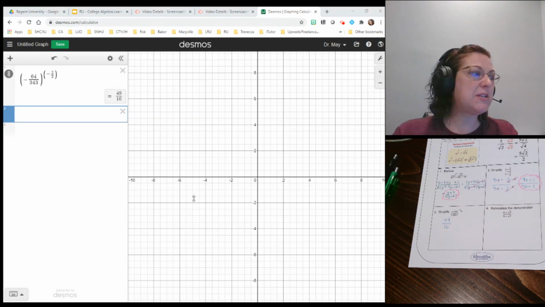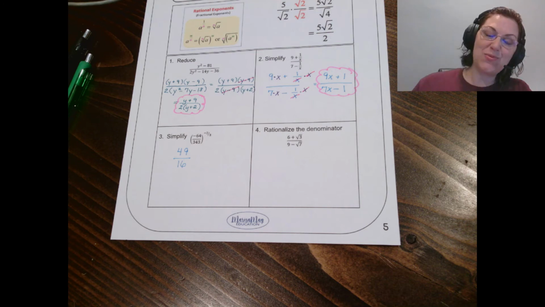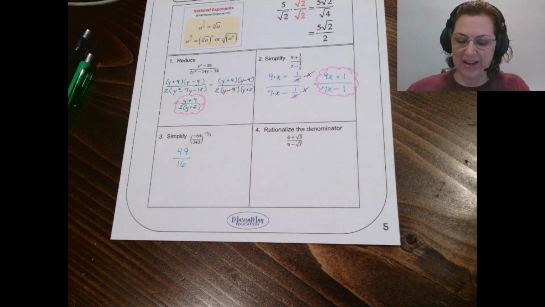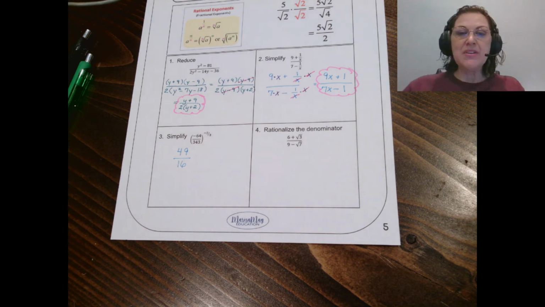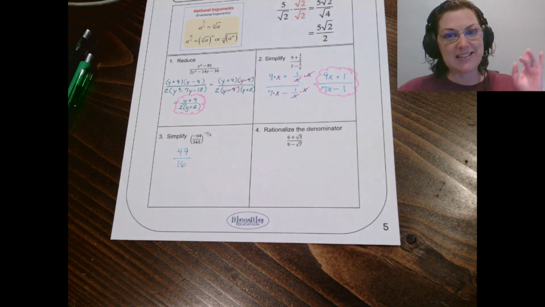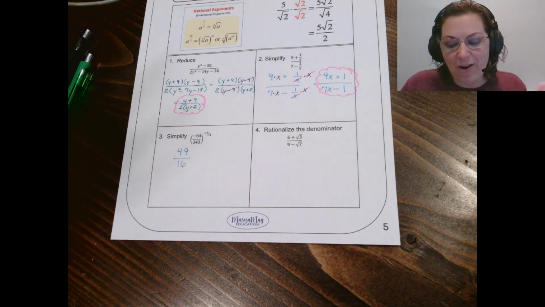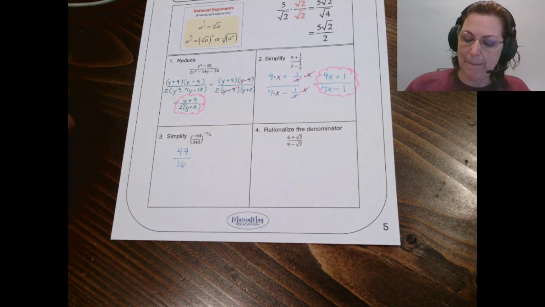So let me switch back formats so that we can look at the last problem. And that is to rationalize the denominator. Okay, so when we rationalize the denominator, the whole goal is to get the square root out of the denominator. We don't really care if it's in the numerator, but we definitely want it out of the denominator.